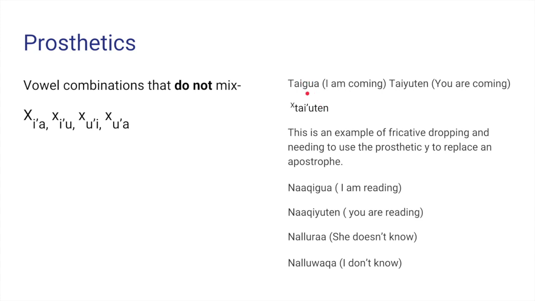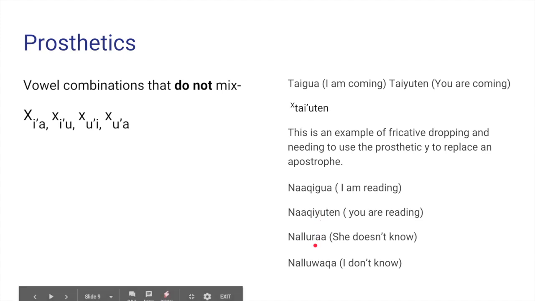So we drop the G in this word because the G would be followed by a single vowel. So, fricative dropping, we drop the G, and then we need to replace the G with something because we can't have an I apostrophe U. Okay. And then the second example that I have is nakihua. So the G is followed by two vowels. And then when it's not going to be followed by two vowels, we replace it with a Y, because you can't have I apostrophe U.